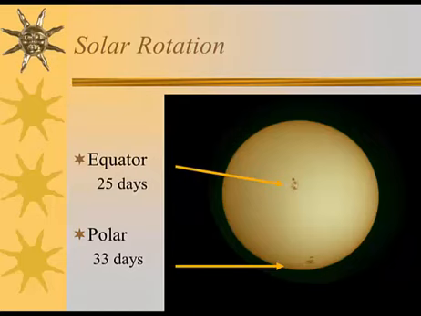As mentioned earlier, the sun has a bit of an odd rotation. We can track sunspots across the equator, and they revolve around the sun every 25 days. However, sunspots near the poles may take 33 days to make a trip around the sun. This large ball of gases and plasma does not have a uniform rotation like a solid planet.